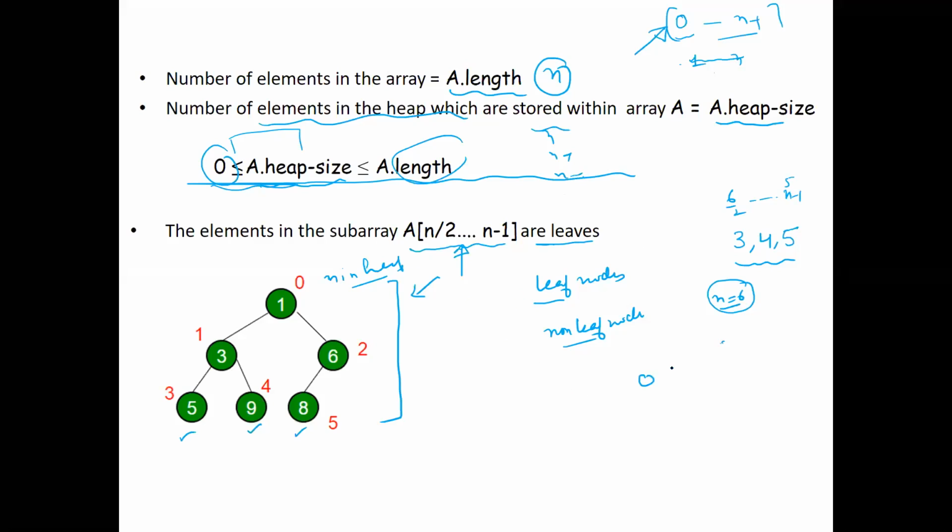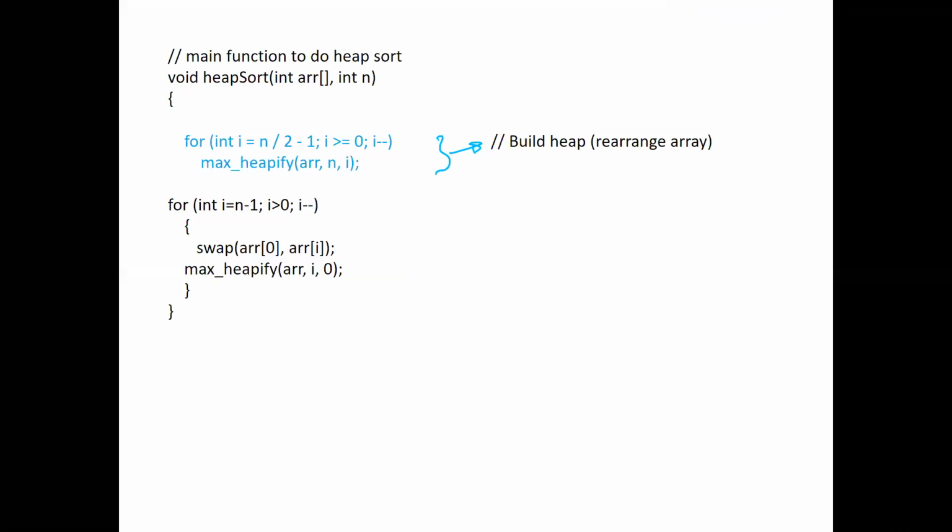That means non-leaf nodes are from 0 till n/2 minus 1. Non-leaves are from 0 to index 2, and leaf nodes are from n/2 till n-1. You have to remember this because this terminology will be used in subsequent slides. So these are the indices of non-leaf nodes, and these are the indices of the leaf nodes in any complete binary tree. Any complete binary tree.